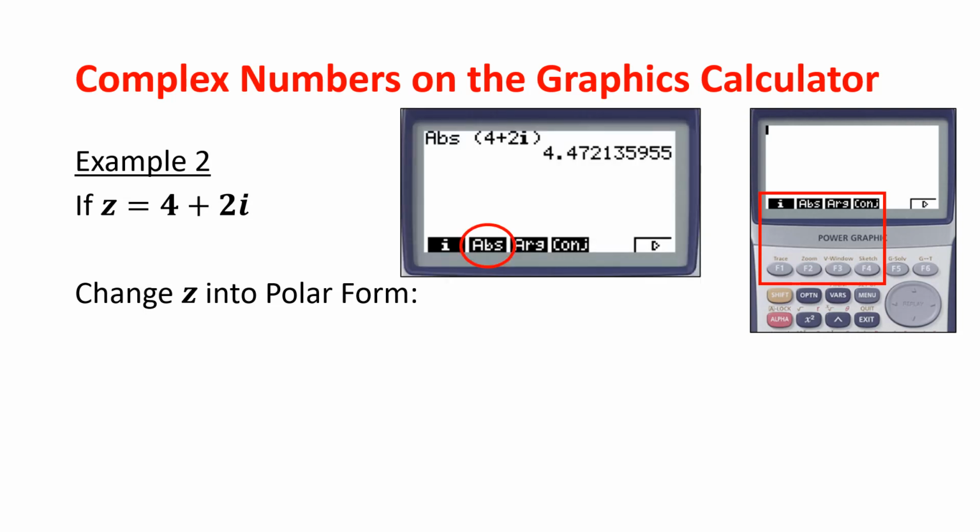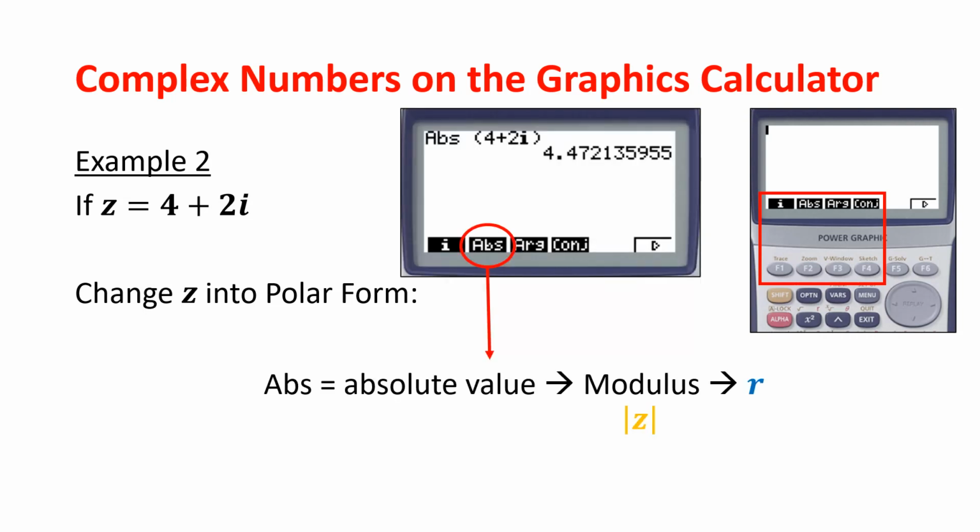Well, that's nice and easy. We use the ABS to bring up the modulus. So just remember, ABS is my modulus, so push F2 to bring up ABS and go bracket 4 plus 2i, and it works out the modulus, which is the distance away from the origin.